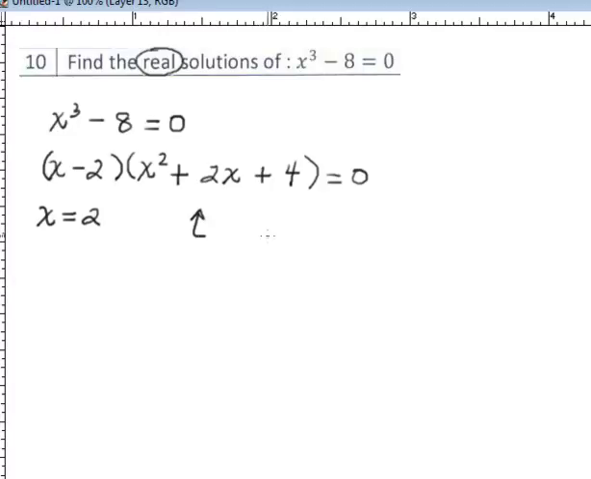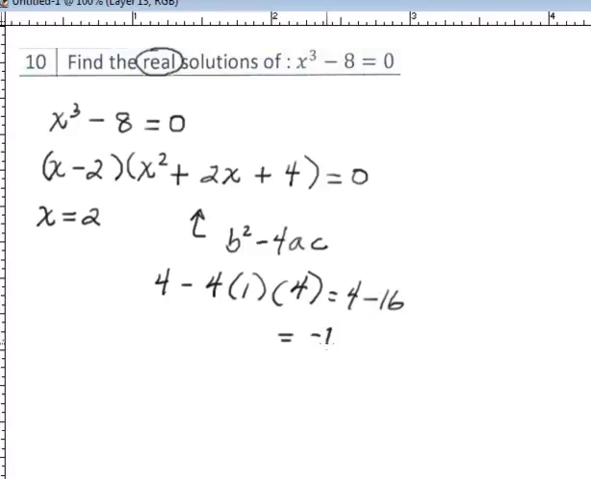And if we just calculate b squared minus 4ac to see if the roots are real. All right, if this is negative, then the roots are not real, and we're only looking for the real solutions. All right, so b squared, that's 4, minus 4 times a, which is 1, times c, which is 4. That's negative 4 minus 16. Okay, so this part does not yield any real solutions. So the only real solution we have is x equal 2.